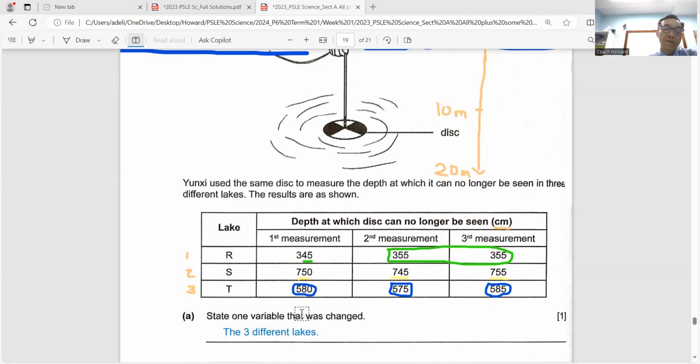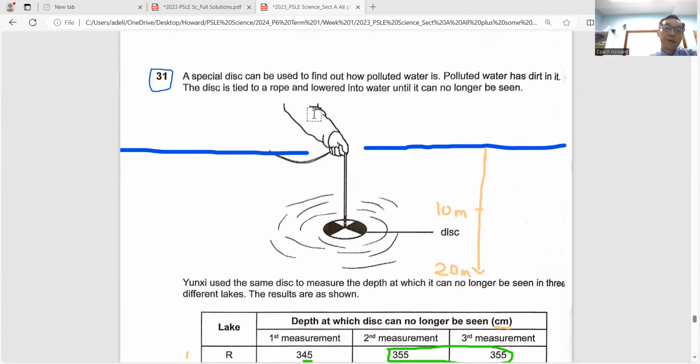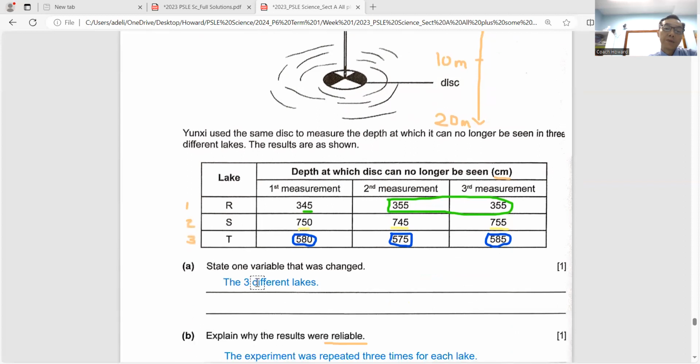Because it says state one variable that was changed. In this experiment, Yun Xing is investigating how polluted the water is in the 3 lakes. So the answer to question A is the 3 different lakes.